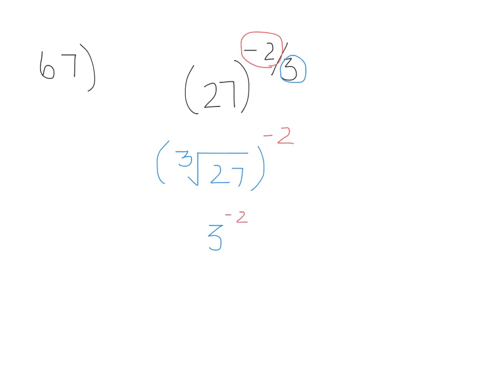And now if we raise that to the negative 2 power, we have to think about the fact that 3 to the positive 2 power would be 9. So 3 to the negative 2 power would be the reciprocal of 9, which is 1 over 9. That's our final answer.